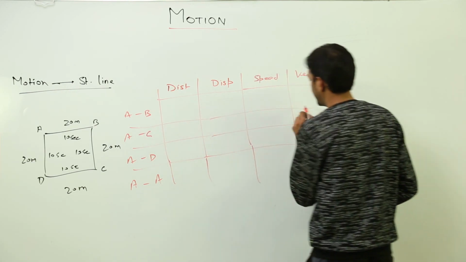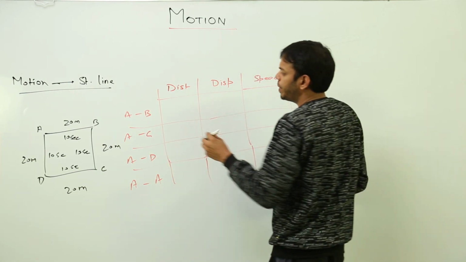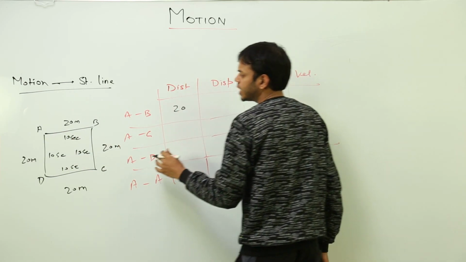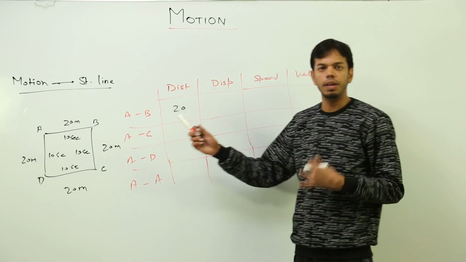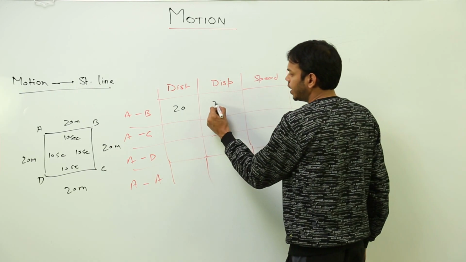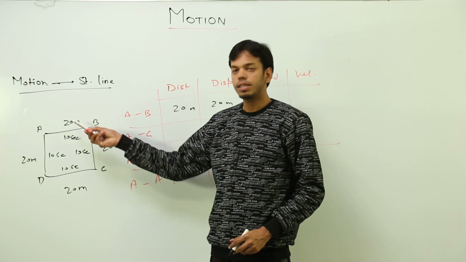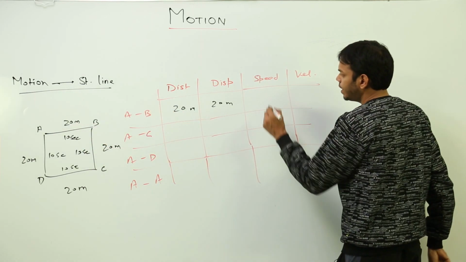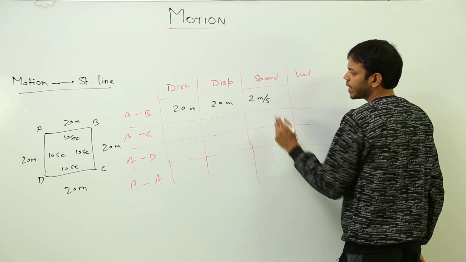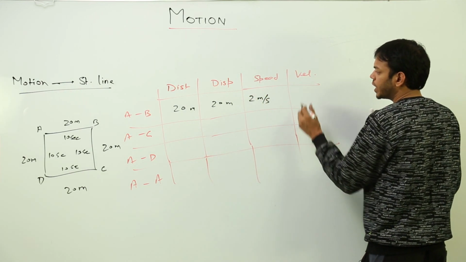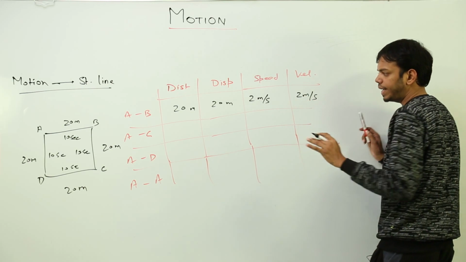So let's start. First of all, from A to B, the distance is 20. Displacement, the minimum or shortest distance, again is also 20. So we'll write it with units. Speed, distance upon time, that is 20 upon 10, which is 2 meter per second. And velocity, displacement upon time, which is 20 upon 10, again 2 meter per second, right?